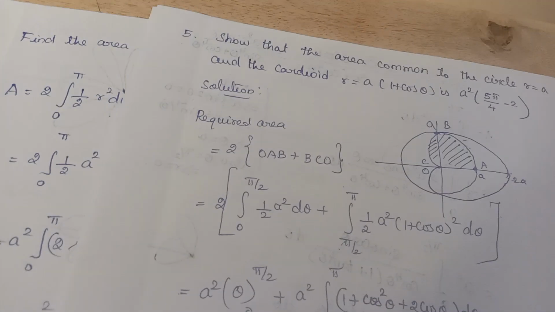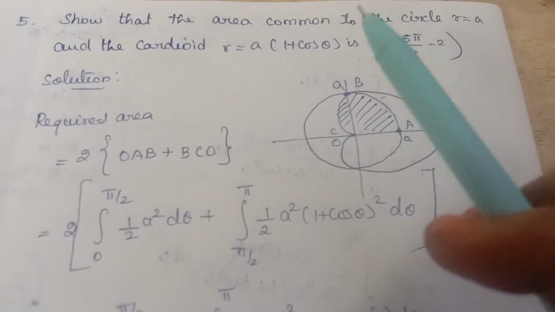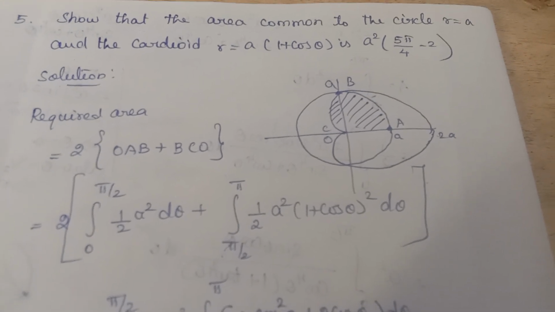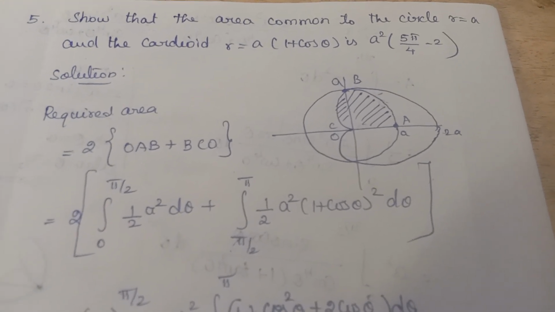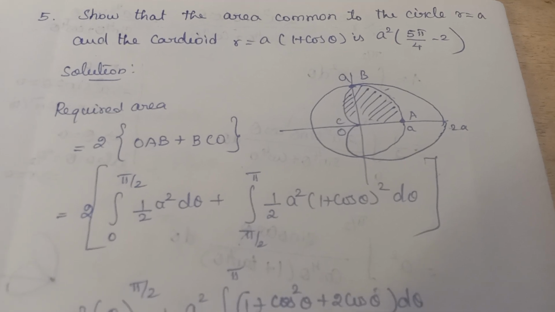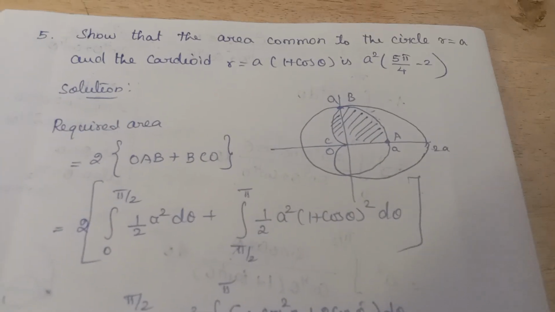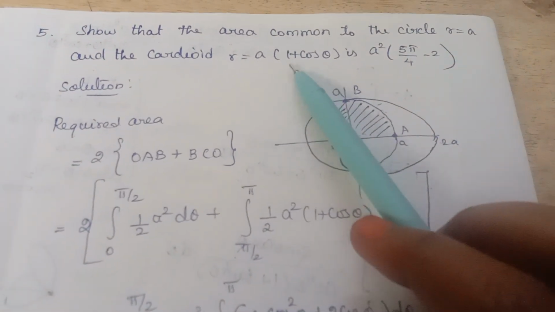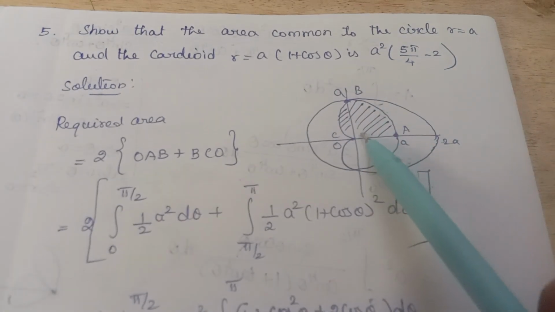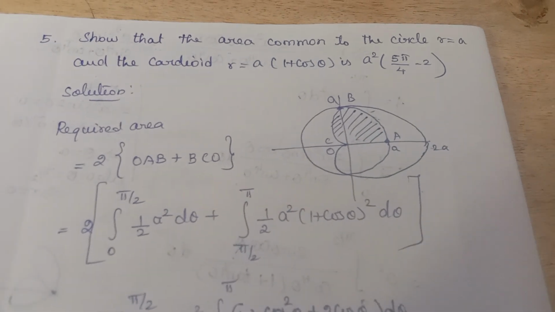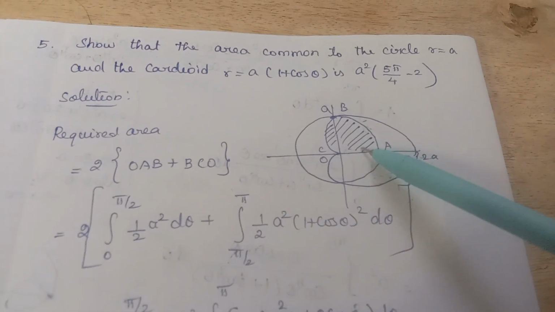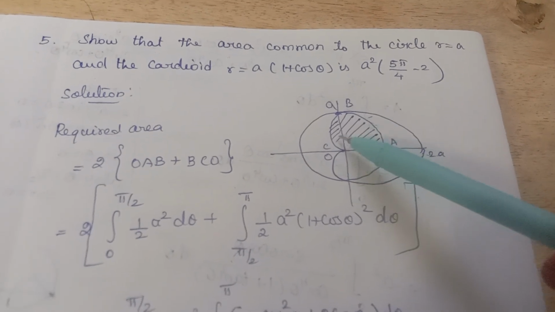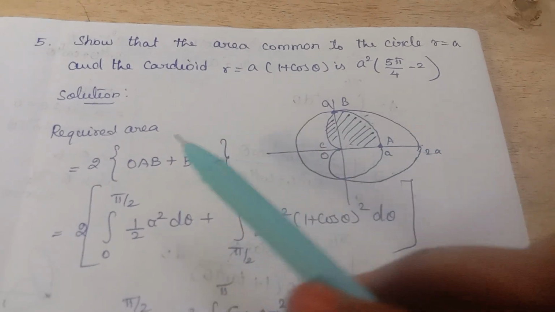Okay. Next problem. Show that the area common to the circle r equal to a and the cardioid r equal to a into 1 plus cos theta is a square into 5 pi by 4 minus 2. See, r equal to a, it is a circle center at origin and radius equal to a units, and cardioid, this is a plus a cos theta, no? So it is lying horizontally on the right side. So the shaded portion is our common area that will come in two quadrants. So instead of finding the two quadrants, let us find it in one portion and multiply it by 2.